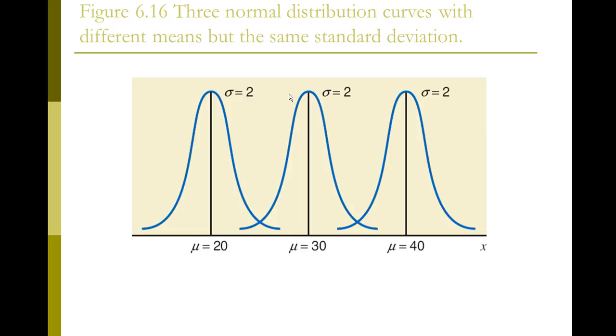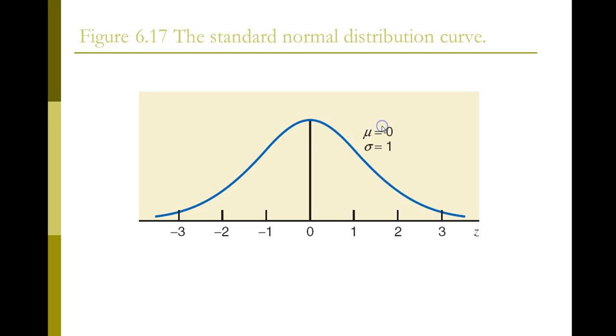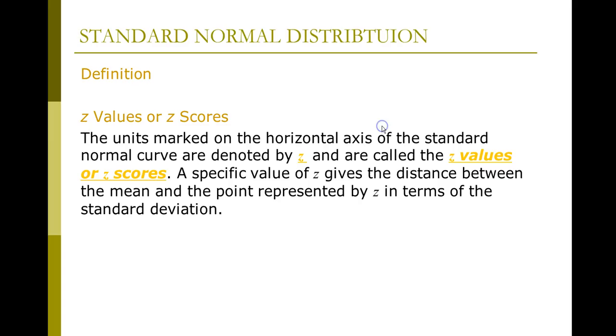The curve that's centered at 0 and has standard deviation of 1 has a special name, and that's called the standard normal distribution. So it's centered at 0, mu is 0, and the standard deviation is 1. So it might look like that. And then we talk about the z values. I'll come back to this in the next video.